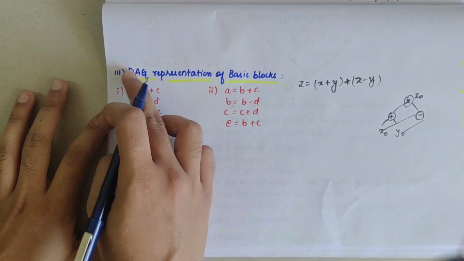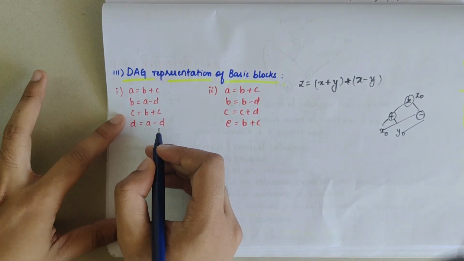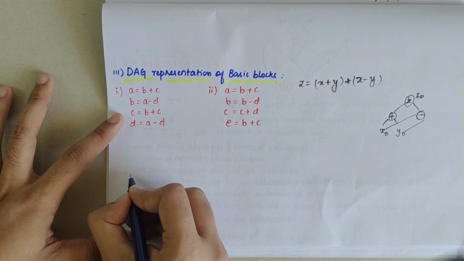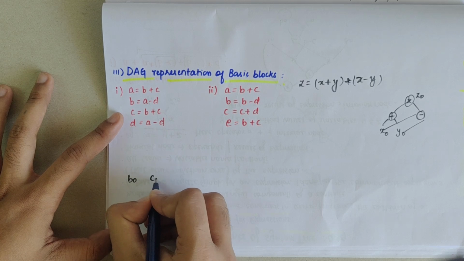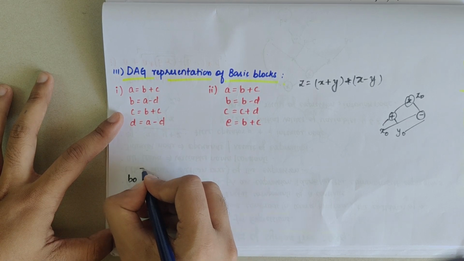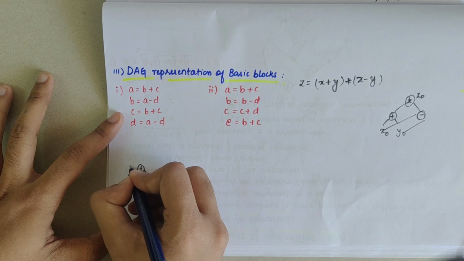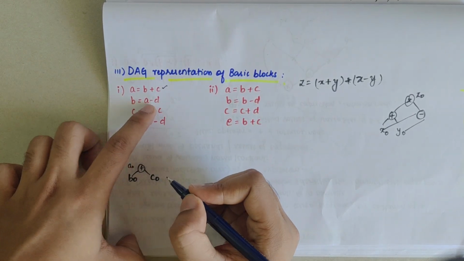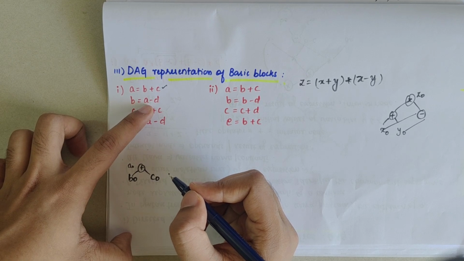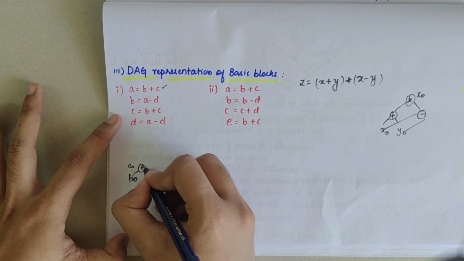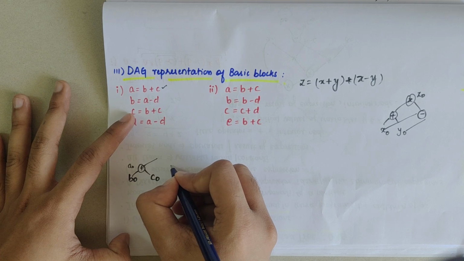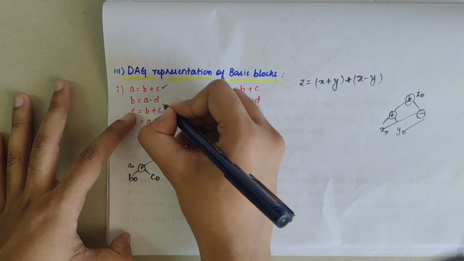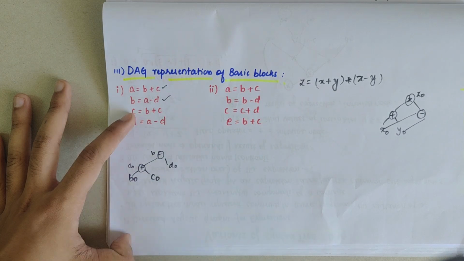Now writing DAG for these blocks. Firstly I have a is equal to b plus c. So I'll start with b plus c, b naught and c naught here, and I have plus here. So this is a naught, right? So I'm done with this. Now I have b is equal to a minus d. So a value is here and d value is here. I'll take a d naught and I'll write minus here. So I'm done with this, and the value here is b.